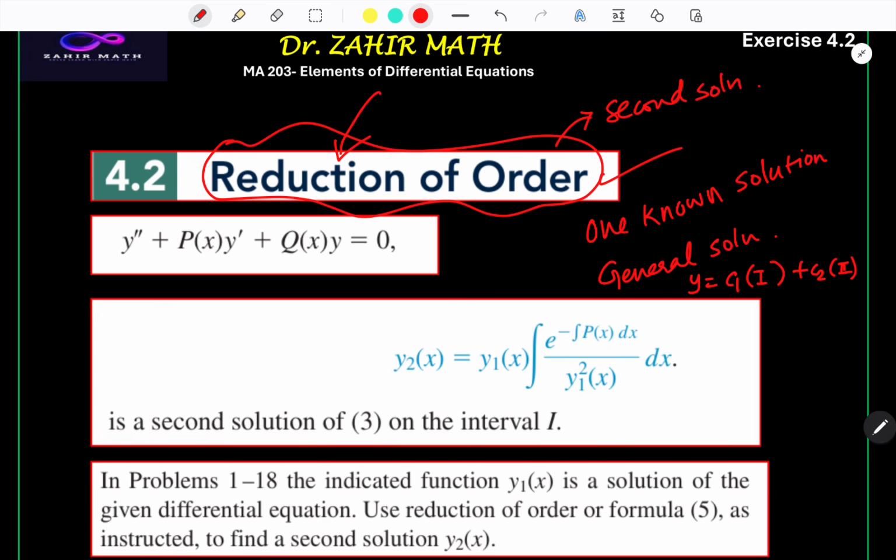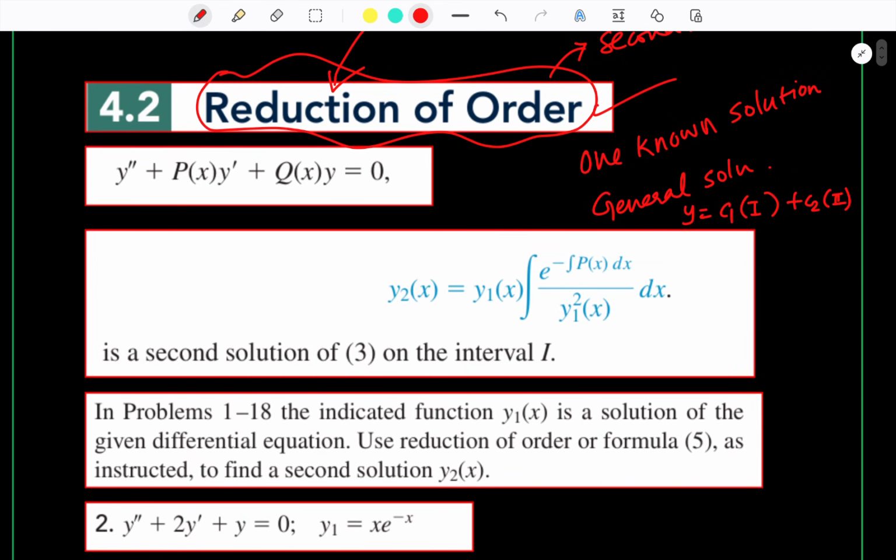Okay, where does it help, teacher? Usually it helps in solving equations which come in physics and engineering, sometimes in applied mathematics. So this is a very important topic, reduction of order, to find the second solution of a differential equation, and both the solutions are linearly independent solutions.